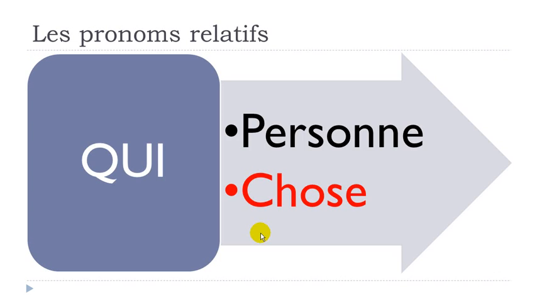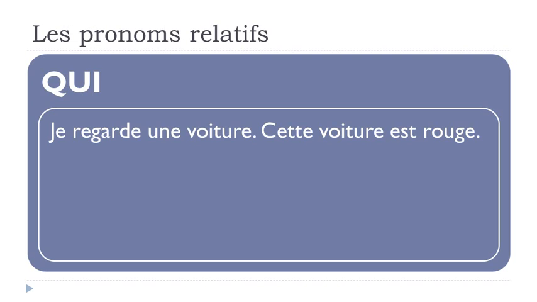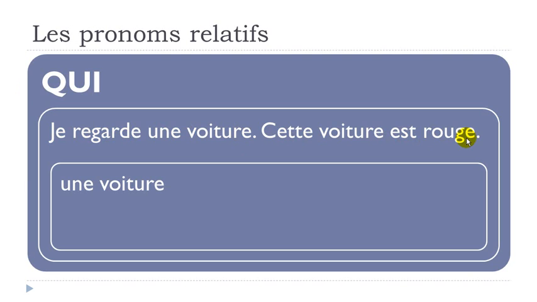Okay, let's see now if we replace une chose, a thing, with qui. So, je regarde une voiture, cette voiture est rouge. Regarder is to watch, une voiture, a car. Je regarde une voiture, cette voiture est rouge. So, of course, in that case, we would like to avoid the repetition of une voiture.